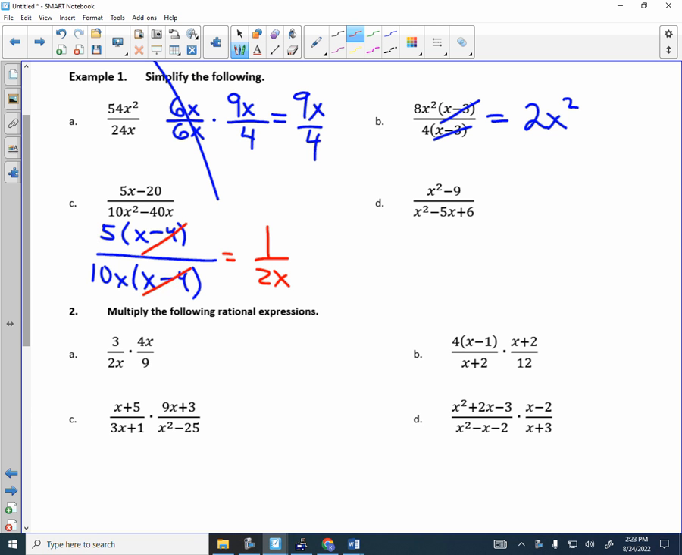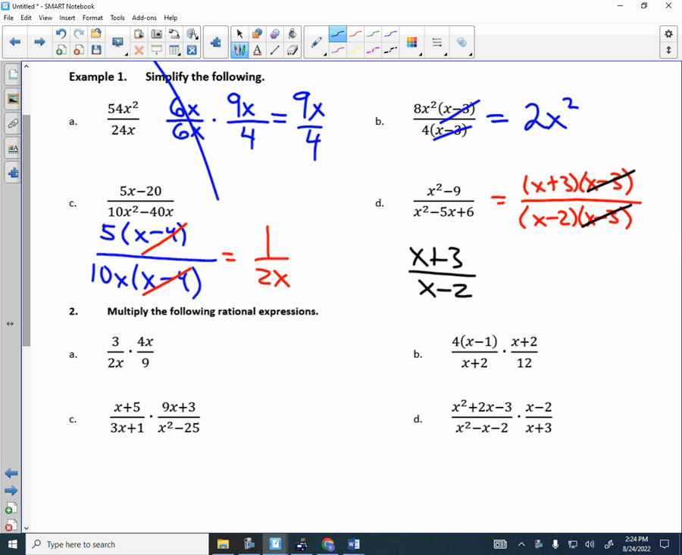Letter D, I would like to slash the x squareds right away. Totally illegal. Stop doing it. I factored to x plus 3 and x minus 3. The bottom factor is 2. Good. X minus 2 and x minus 3. Notice the x minus 3's do divide to make 1. And so we're left with x plus 3 divided by x minus 2.